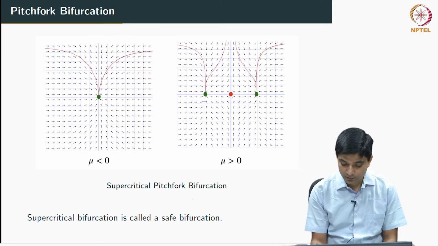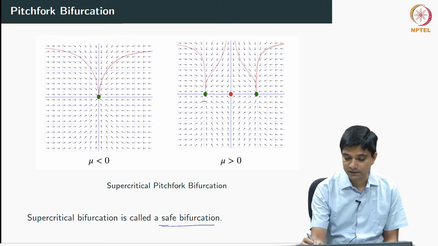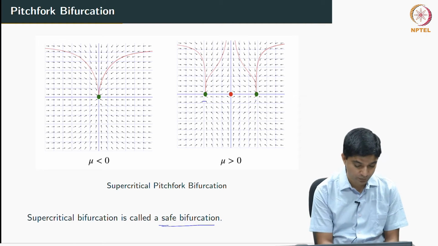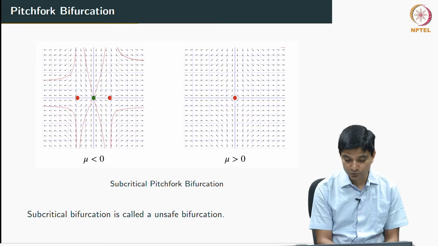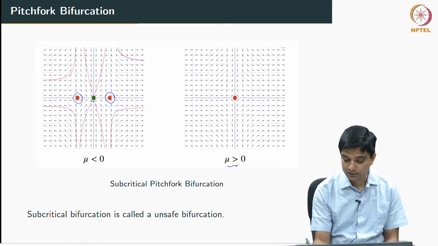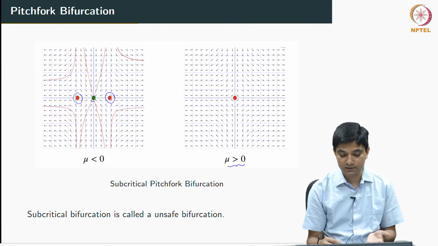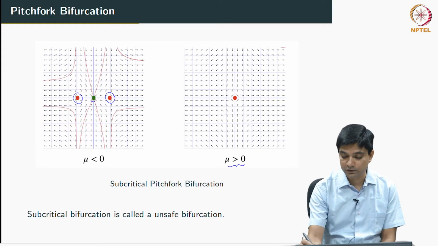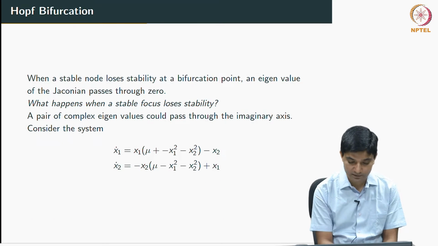And this is a good or safe bifurcation to happen, because even after the bifurcation point your system trajectories will just settle down to some points close to the equilibrium point for small values of mu. And then you had the reverse happening, where you had a stable node here, and then for mu less than 0 you had two saddle points here. As mu makes a transition from a negative value to a positive value, this actually becomes an unstable point, and this is typically called an unsafe bifurcation.